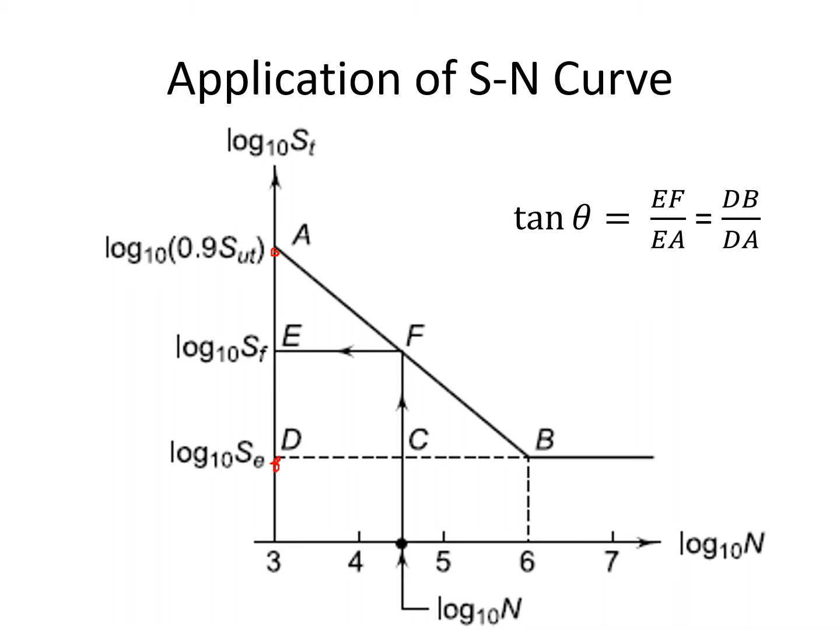Then in the x-axis we will put 3, 4, 5, 6, 7 like that. Actually this indicates the number of cycles. 3 means 1000, 4 means 10,000, like that. So you are taking the values here. Then when you are putting 6, you just draw a line and then this endurance limit. So this will give the SN curve.